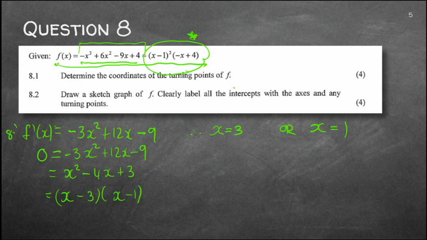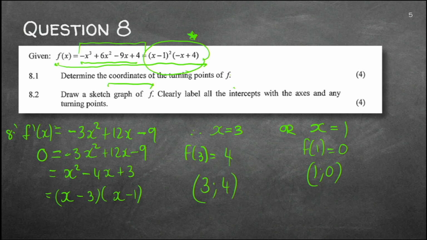But we're not done. The question states coordinates, so I do need the corresponding y values. So if I substitute in x equal to 1 into the function, I would get a 0. So the first coordinate would simply be 1 and 0. If I substitute in the 3, I will get a value of 4. So the coordinate is 3, 4. And there we go. That's the coordinates of the turning point.